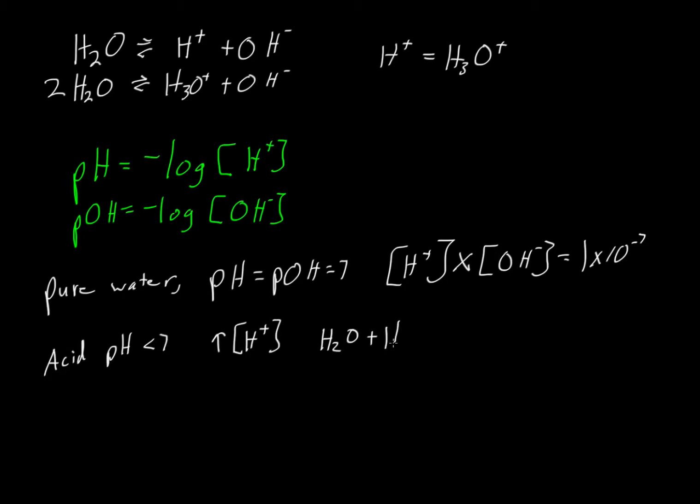like hydrochloric acid, which is HCl. And in this case, we're actually going to get H2O plus H plus Cl minus. Now, this hydrogen atom is actually going to bind with the water and make H3O, hydronium. And that, by adding hydrochloric acid, is going to drive our hydrogen ion concentration up, and it'll drive our pH down.